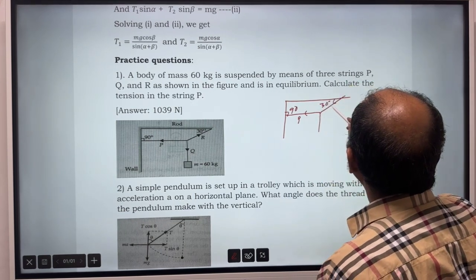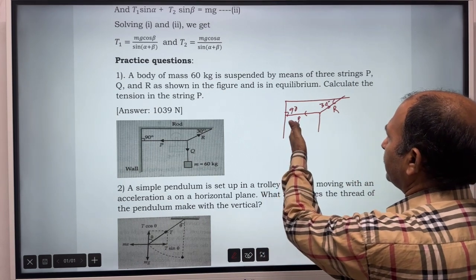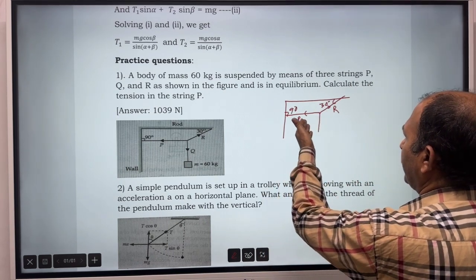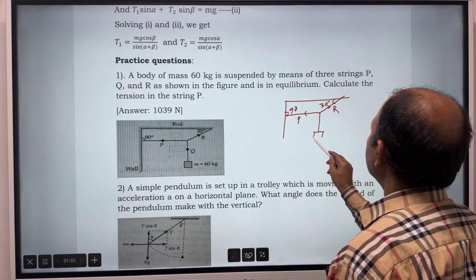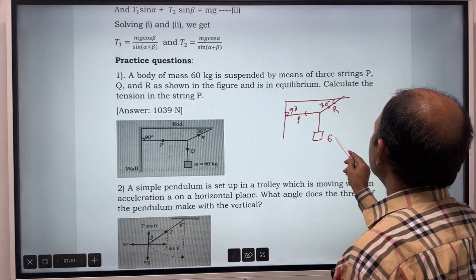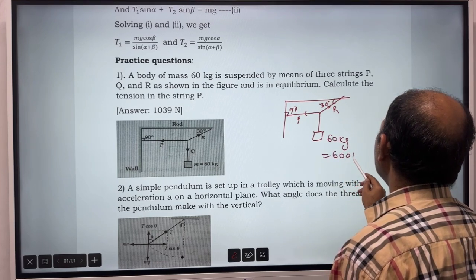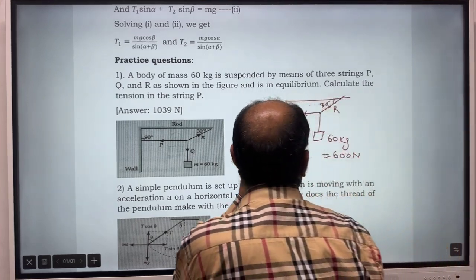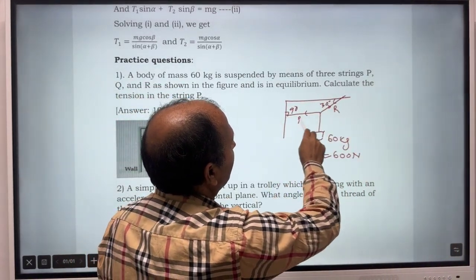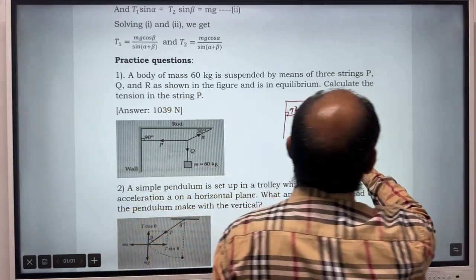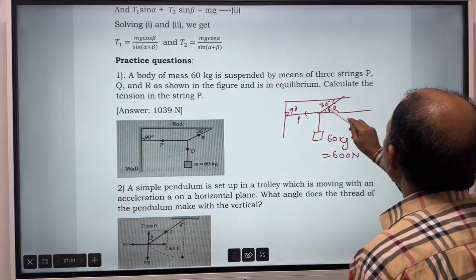Suppose we take this as R. Here the tension forces are represented by P and R, and downward the weight is given. It is 60 kg, so you can say 600 Newton. Now what you have to do is resolve it into components. It is very simple. Draw one line. This angle will also be 30 degree.